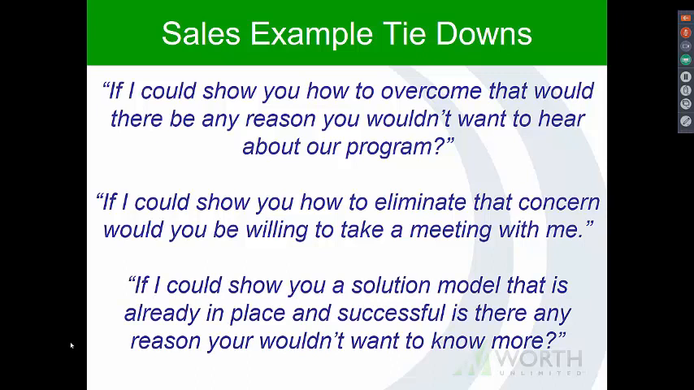If I could show you a solution model that is already in place and successful, is there any reason you wouldn't want to know more? Again, I'm using the word solution model, that concern, how to overcome that situation. I'm using all of that based on the fact that you've listened to them, you've built a good value proposition, you understand what their concerns are, and you're now positioning this product in a position that, yes, this could be the solution.